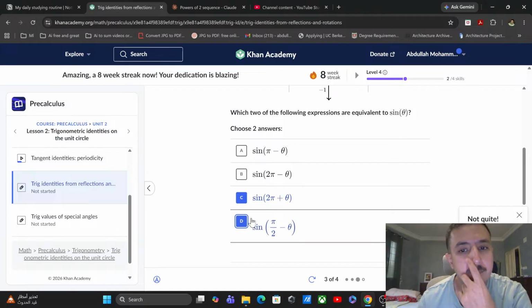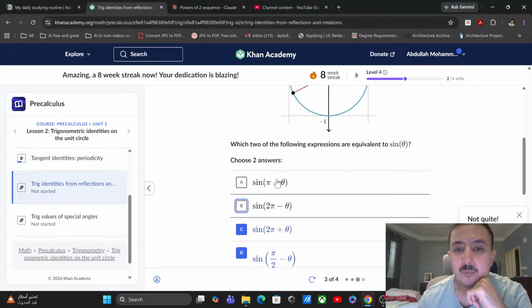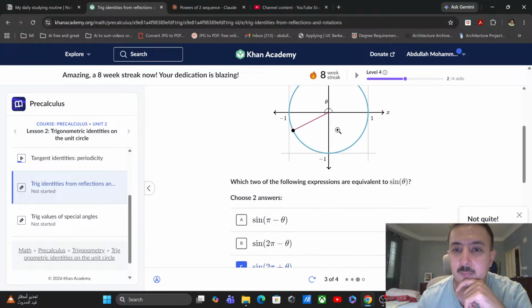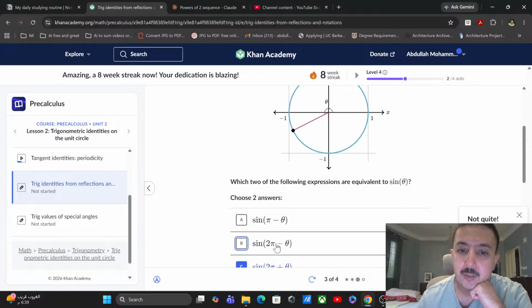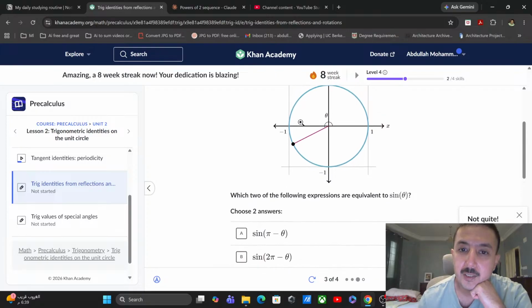Damn it. It can't be this. It can't be 2 pi minus theta. This is theta. It can't be this, and it can't be pi minus theta. Pi is this one. It's here. Pi is here, minus theta. It's going to land here. Here.